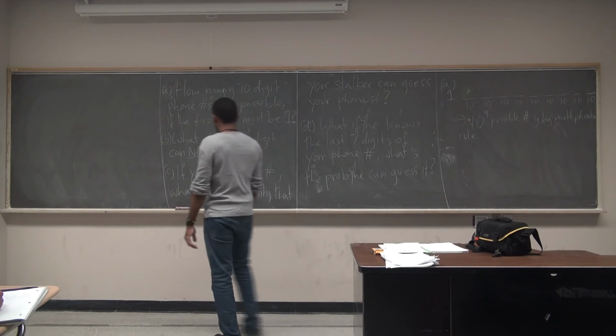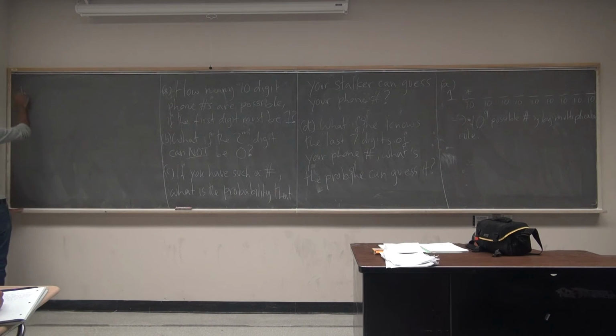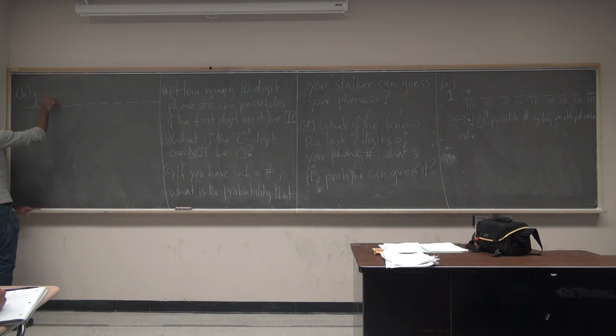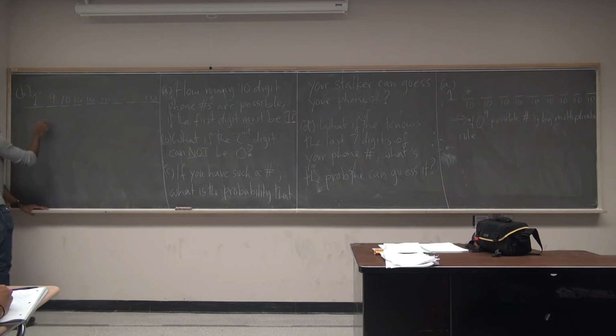Yeah, so what if we put another restriction? The second digit cannot be a 0. So then you have 10 times 9 times 10 times 10 times 10. You have a 1, 2, 3, 4, 5, 6, 7, 8, 9, 10. But this can only have 9 choices. Right? And then the rest don't matter. 10, 10, 10, 10, 10. So what do we have? 9 times 10 to the 8. So we still have that first situation.